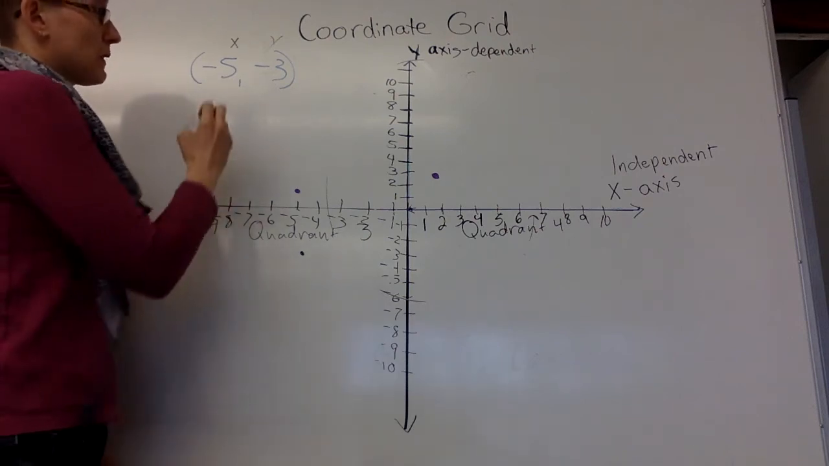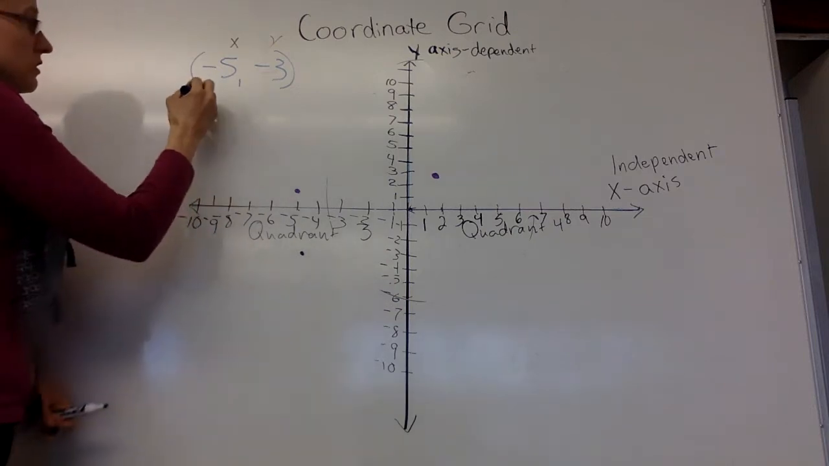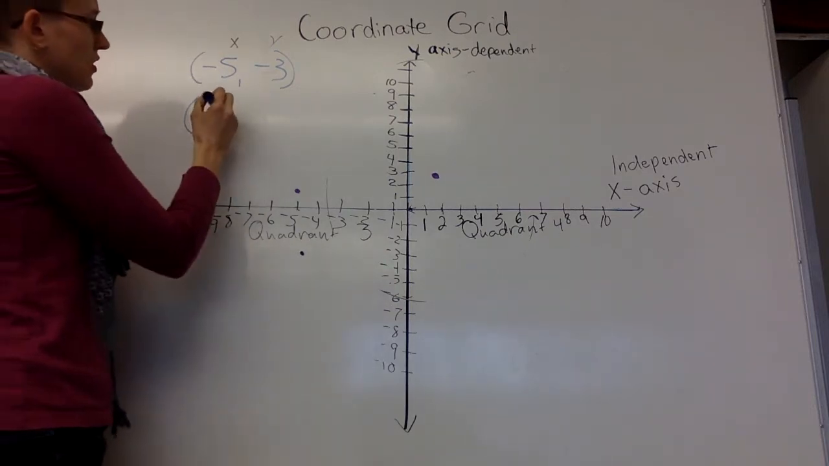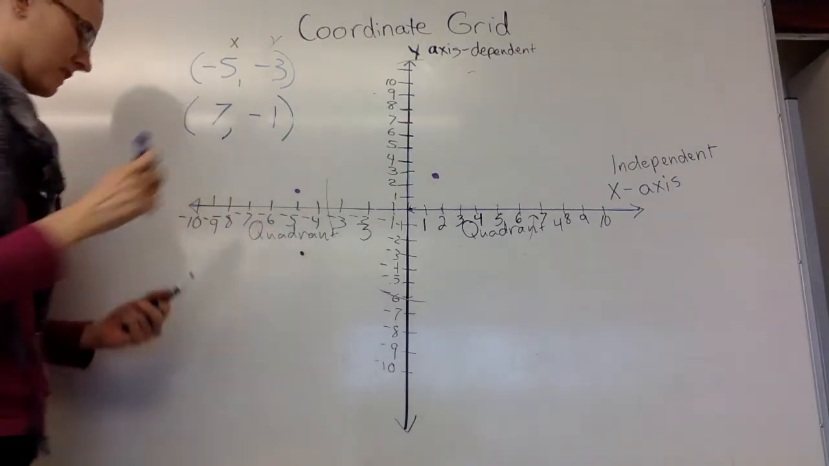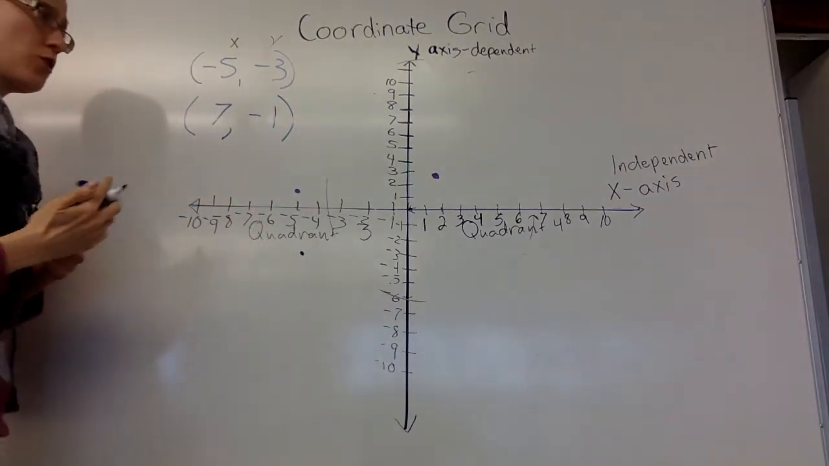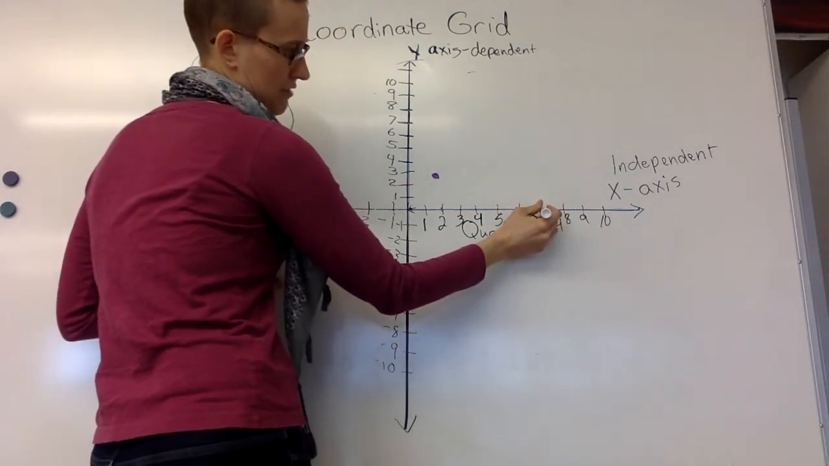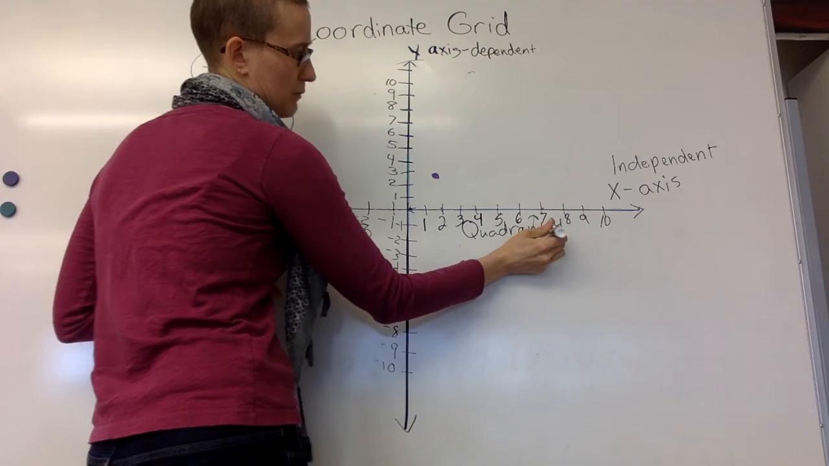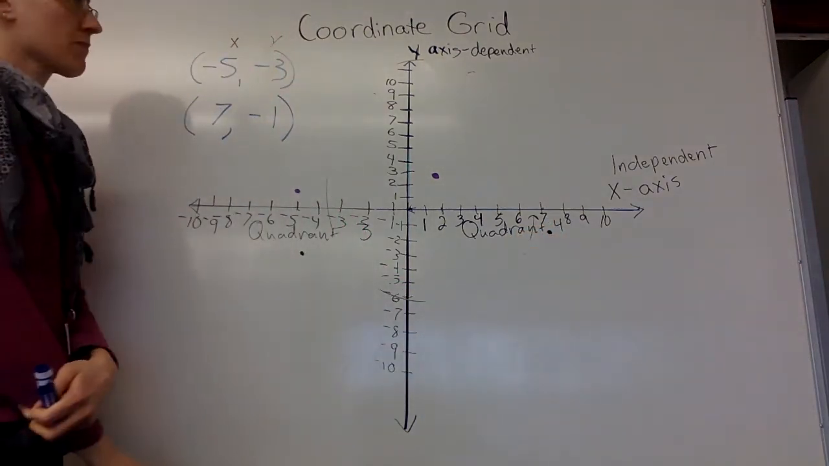Let's plot one in quadrant 4. Let's do this one. Let's do 7, -1. Okay. So see if you can do it on your own. We're going to go to 7. And then how many are we going to go down? 1. Yep, right there. And we would put a dot there to represent that point.